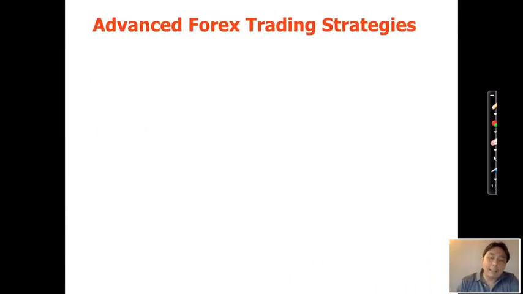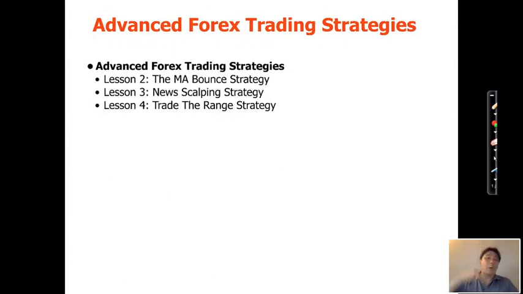So let me get started by giving you a bit of an overview of what we're covering in this course. For the next three lessons, lesson 2, 3, and 4, we'll be covering 3 new very powerful Forex trading strategies. The first would be the moving average bounce strategy, where basically you're going to be trading with the trend, right? Going long on the uptrend, going short on the downtrend, and knowing exactly when to enter when the price retraces to a support level, where it bounces off the moving average.